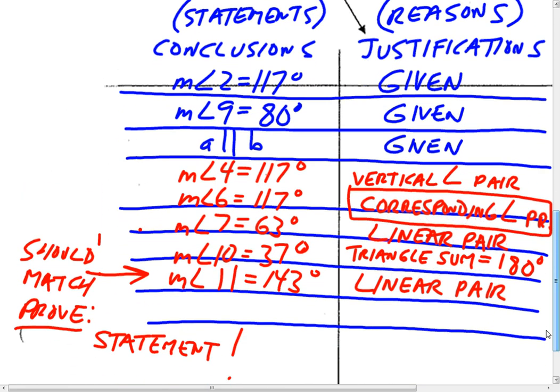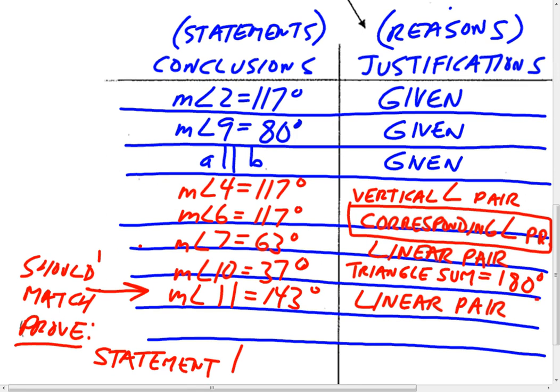Do we get the idea? Look at what's in the justification column. You've got givens, you've got linear pair, corresponding angle, vertical angle. This is the start of our word bank for what is okay for a justification. A little bit later on, we'll be looking at theorems, postulates. On your test, did you use a couple of postulates for justifications?